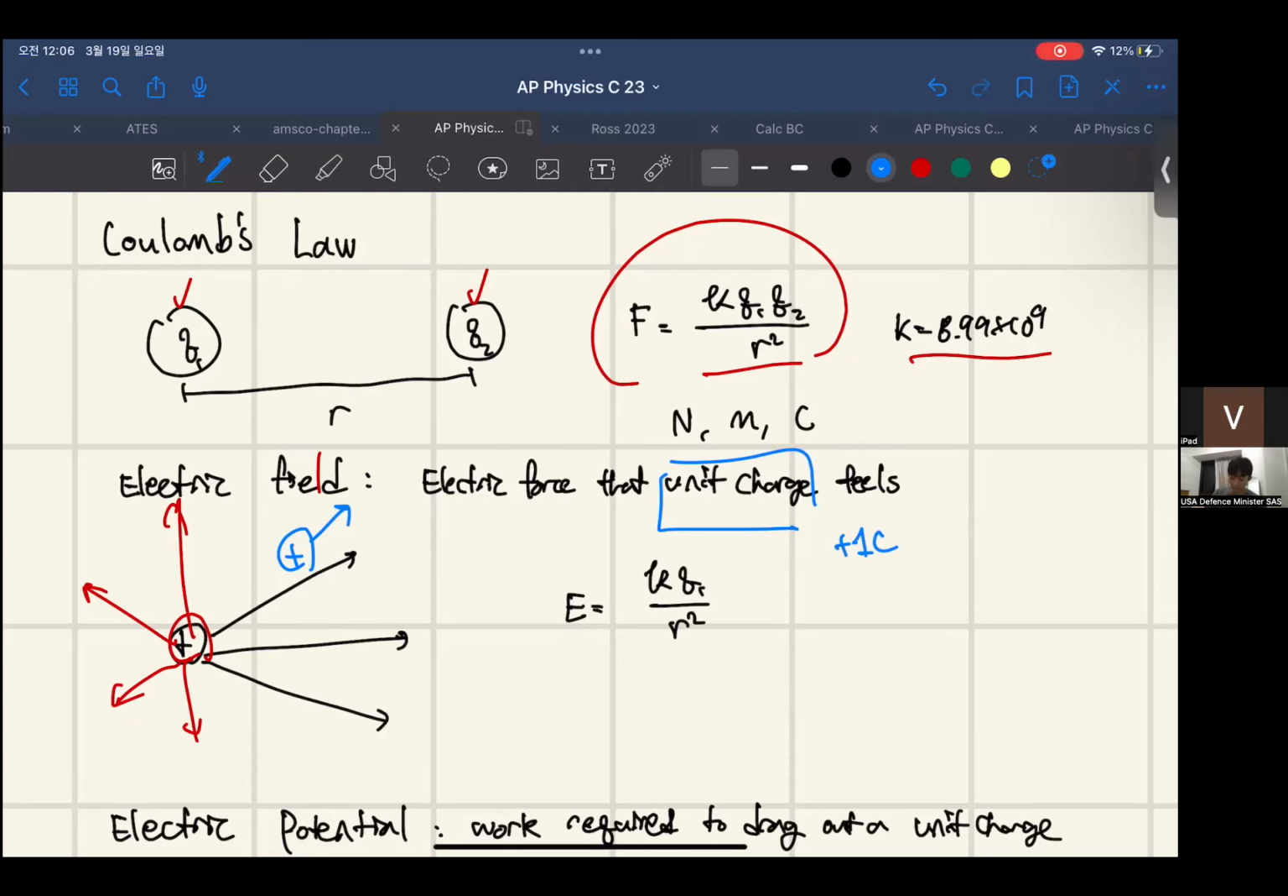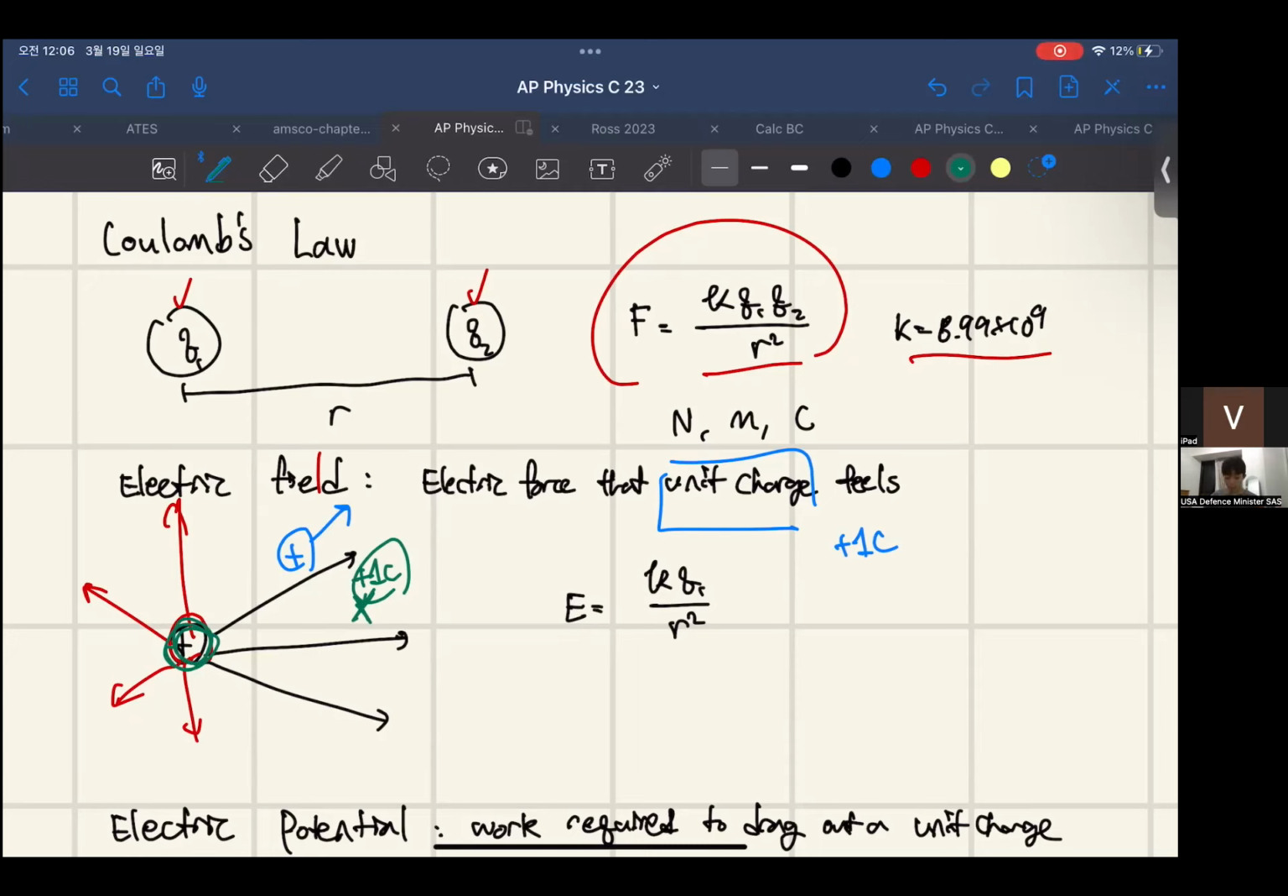So for example, if the question wants to know the electric field at this point, basically what the question is asking is: what would be the electric force between the charge over here and an imaginary plus 1 coulomb standard charge if that's introduced to this point? How much force would be induced between the two charges if this standard plus 1 coulomb charge is introduced at this point? That is basically what the electric field strength is asking.